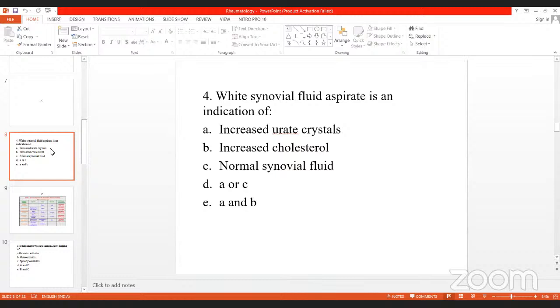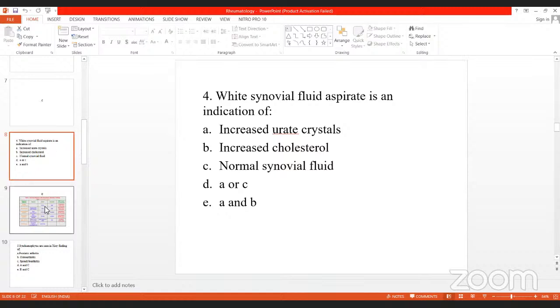So the question is, white synovial fluid aspirate is an indication of: A, increased urate crystals; B, increased cholesterol; and E, A and B. We have already said that normal synovial fluid is colorless or pale yellow in color. So white synovial fluid is something pathological. The answer is E, A and B. In case of increased urate crystals and increased cholesterol, white synovial fluid is seen. Understand?